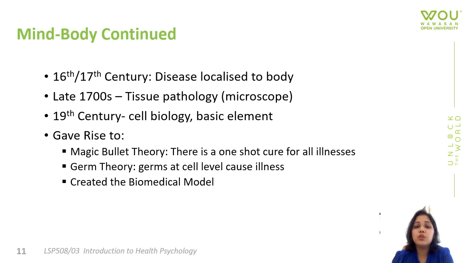The magic bullet theory looks at there being only one shot cure for all illness. So given one form of medication or one form of treatment can cure all types of illness. So that was the magic bullet theory. Then you've got the germ theory. The germ theory basically explains that germs at cell level cause illness. And of course, then the emergence of the biomedical model, which focuses mainly on the biological.